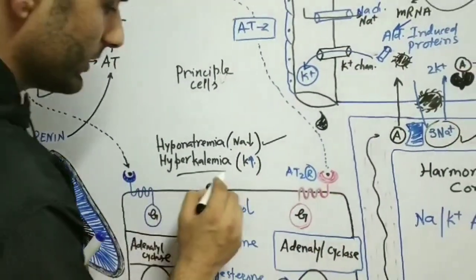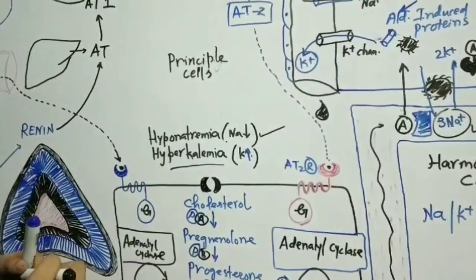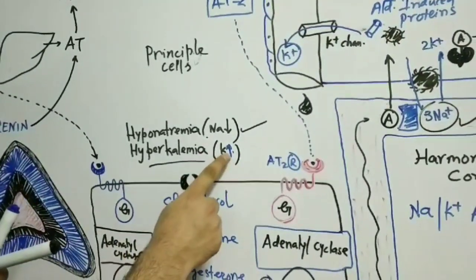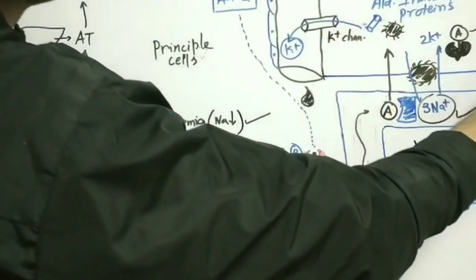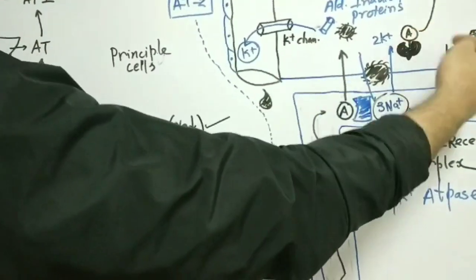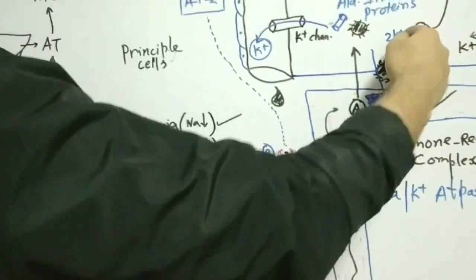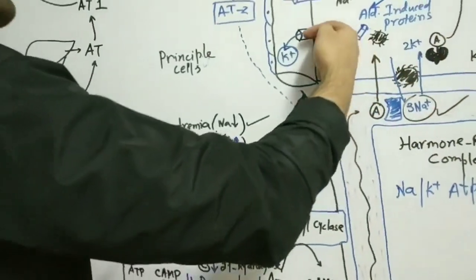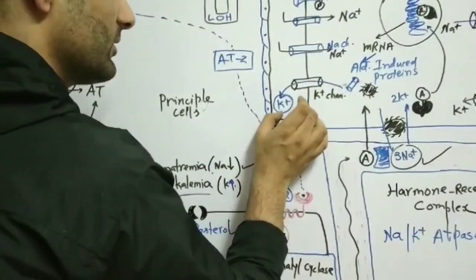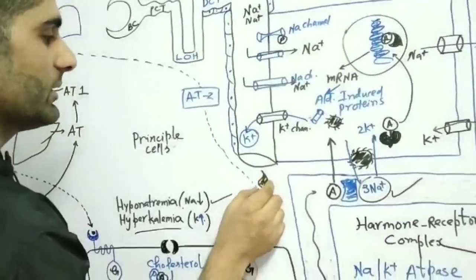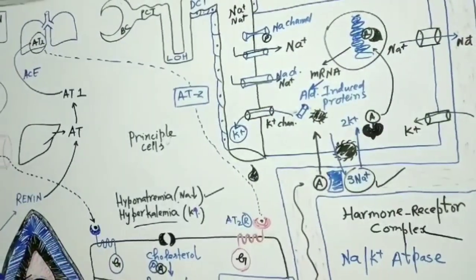Look at here. There was the hyperkalemia, increase in the potassium in the blood. Here the potassium is coming back into the principal cell. From the principal cell, the potassium is coming into the collecting duct. From the collecting duct, it is excreted into the urine. Okay.